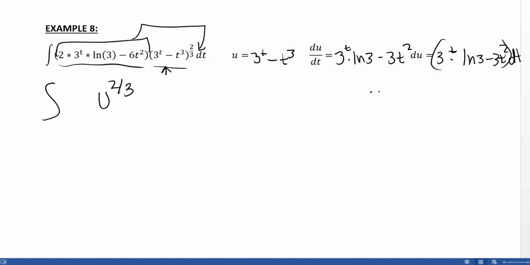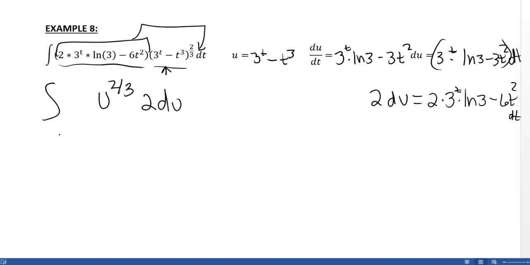So again, I can multiply both sides. So 2 du is going to equal 2 times 3 to the t times the natural log of 3 minus 6t squared dt. So if I multiply everything by 2, then my functions match up perfectly. So instead of the parenthesis that's there, I'm going to substitute in a 2 du.